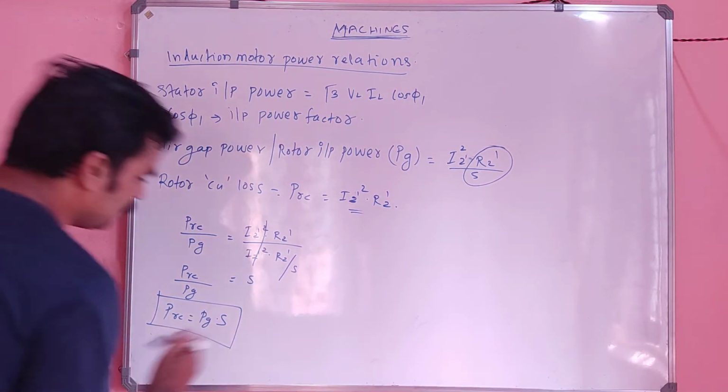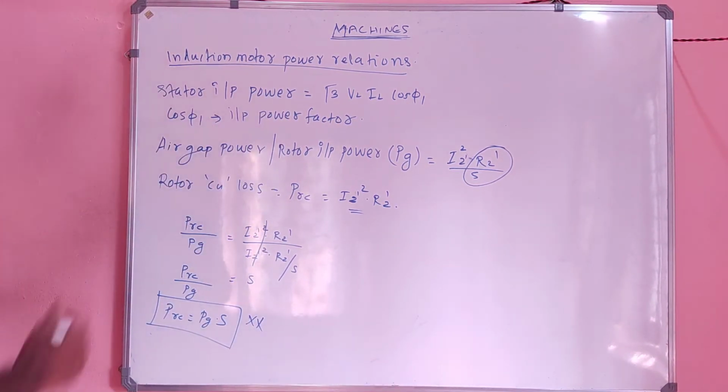S times the input power is wasted as the rotor copper loss. Only you have to remember this equation. This is a very, very important relation. In problems it can be utilized. So PRC will be equal to S into PG. That is a very, very important relation.